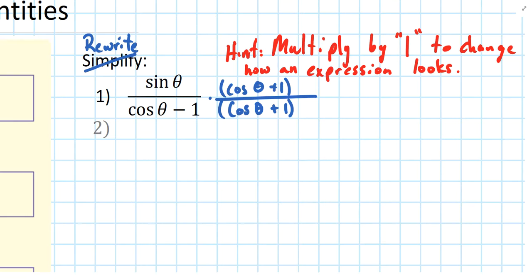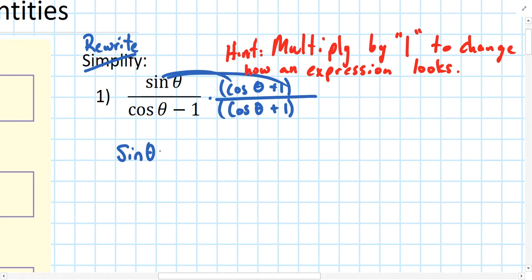Okay, and when we multiply these fractions together, we can distribute this sine into this group here, and what we would have is sine theta times cosine theta plus sine theta. Now, we'll see in a minute that that's probably not the best thing to do for this problem, but to walk through the entire process, it's okay that we do that.